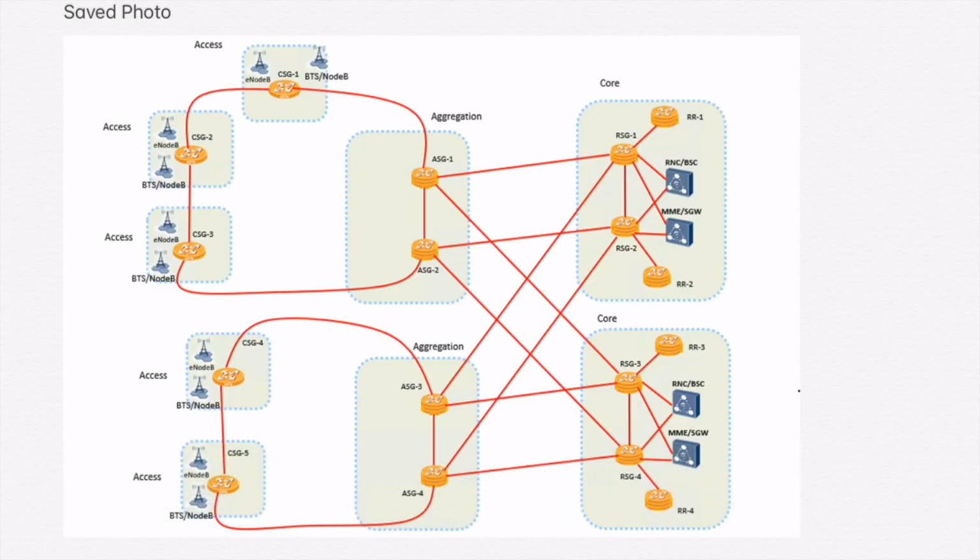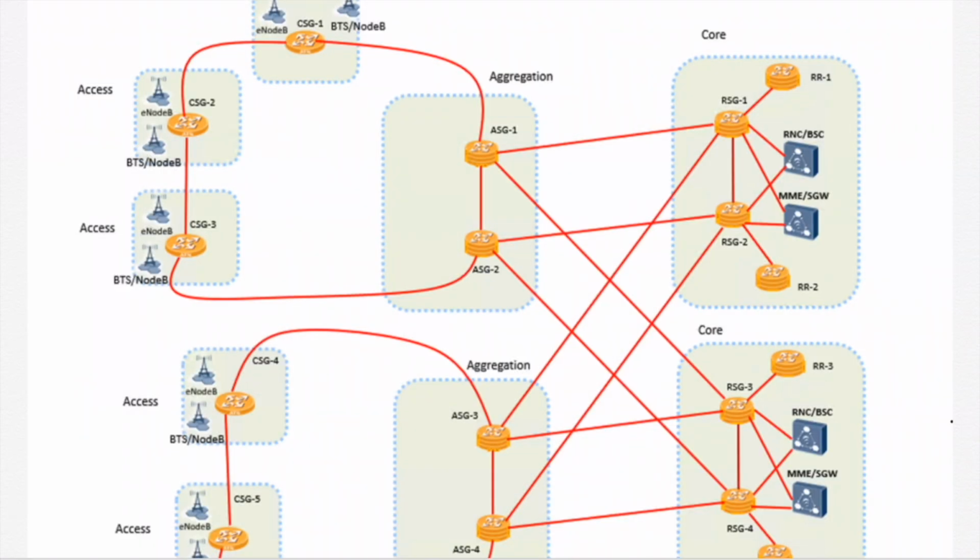This is a real example about an IPRAN network. It has two different core sites, core site number 1 and core site number 2. The real IPRAN network doesn't depend on only one core site. It consists of multiple core sites.